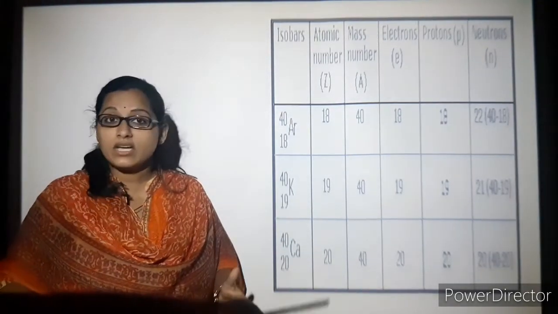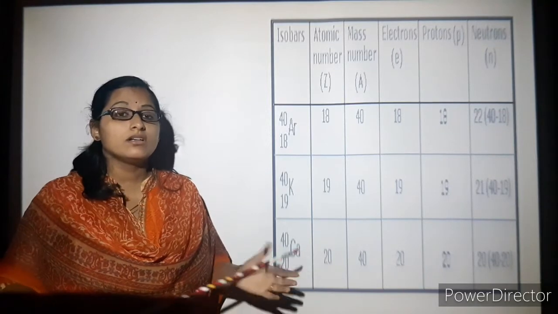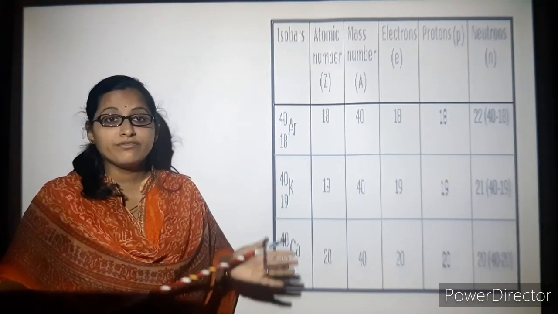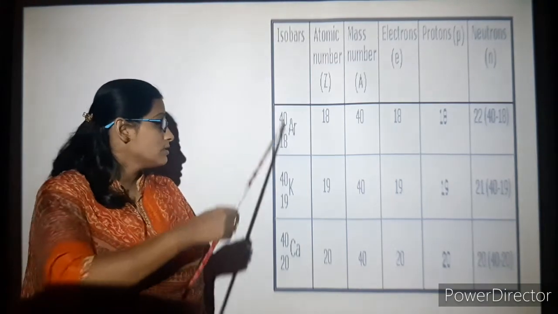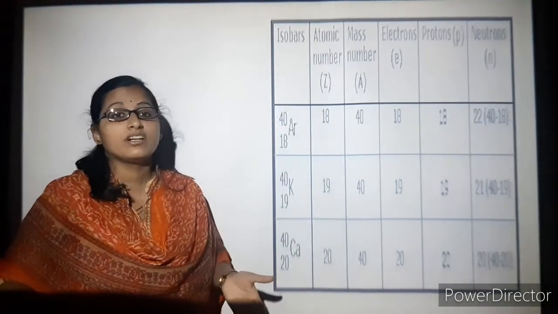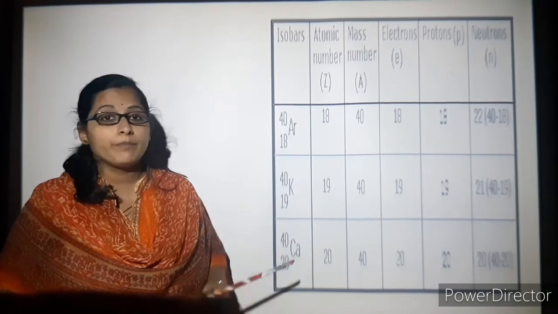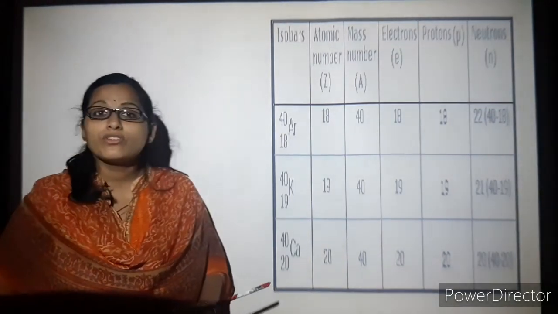So what do you understand by this? In isobars, the atomic number is different for the different elements, but the mass number of these elements will be the same. So that's all about this topic.